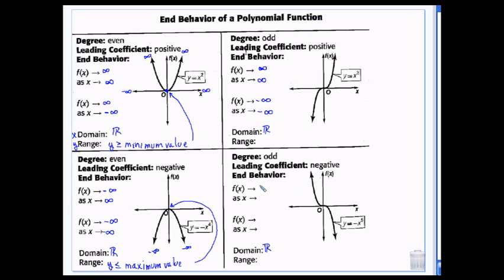If they're a negative, it's backwards. As x goes to positive, y goes to negative, and as x goes to negative, y goes to positive. So if they're positive, they move together, both going to infinity or both going to negative infinity. And if it's negative, they flip-flop and go in opposite directions.